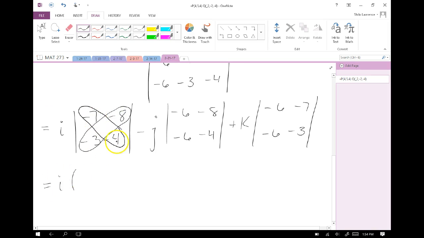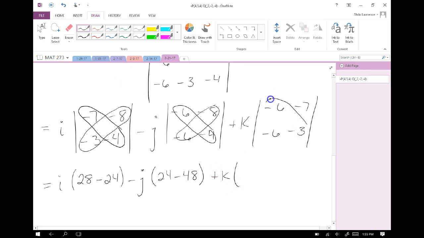So I'm doing -7 times -4 is +28, and then -8 times -3 is 24, and I'm subtracting, so 28 minus 24. And then negative times a negative is a +24, negative times a negative is a +48. Negative times a negative is a +18. Negative times a negative is a +42.